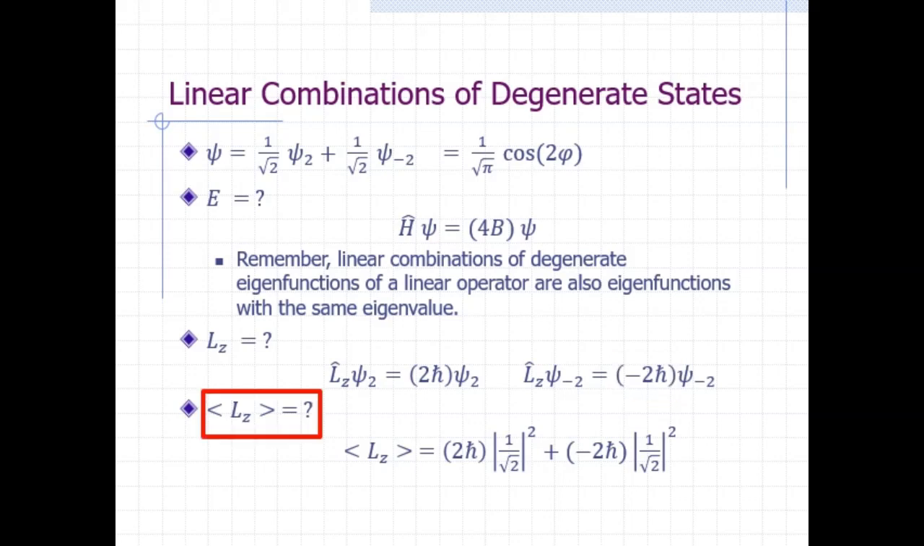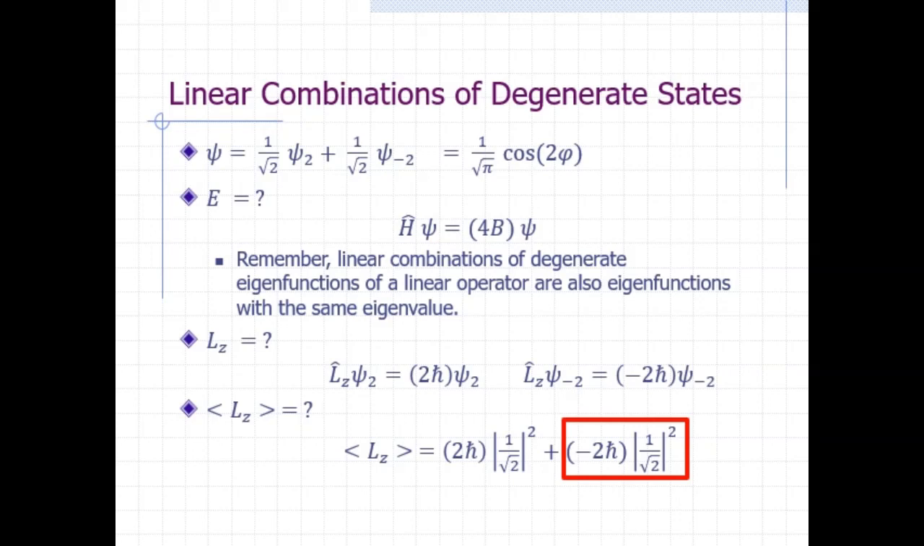We can calculate the expectation value of Lz. It will just be equal to 2 h bar, the eigenvalue for m sub L +2, times the probability that a measurement of Lz would yield 2 h bar, plus negative 2 h bar, the eigenvalue for m sub L -2, times the probability that a measurement of Lz would yield negative 2 h bar. The probabilities of obtaining the Lz eigenvalues are given by the square of the absolute values of the coefficients of the eigenfunctions in the linear combination.